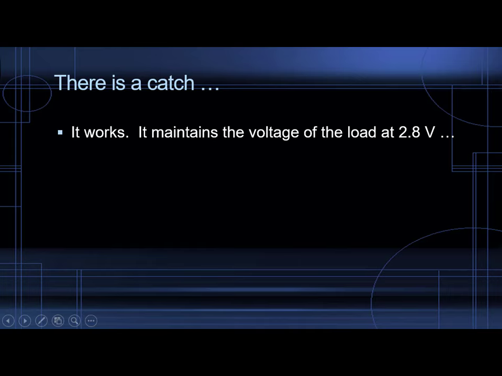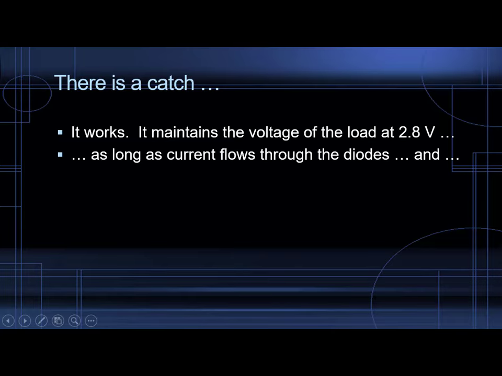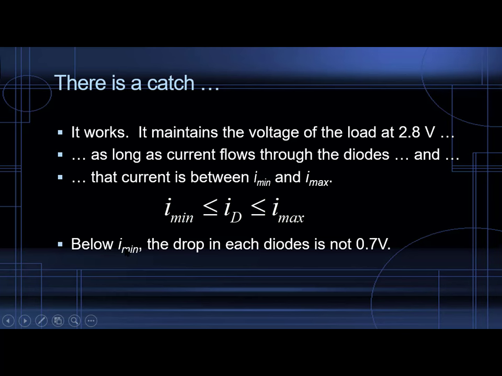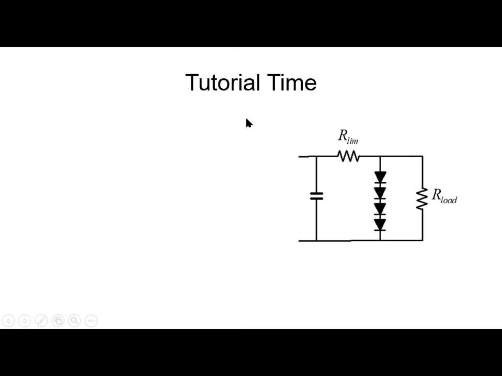This works. It maintains the voltage of the load at 2.8 volts as long as the current flowing through the diodes is kept between the minimum current and the maximum current specified. If we go with that current below the minimum one, the drop in the diodes will not be 0.7 and the voltage at the load will not be 2.8. If we exceed the maximum current specified for the design, we may end up damaging the diodes. Let's do this numerical exercise, tutorial time.